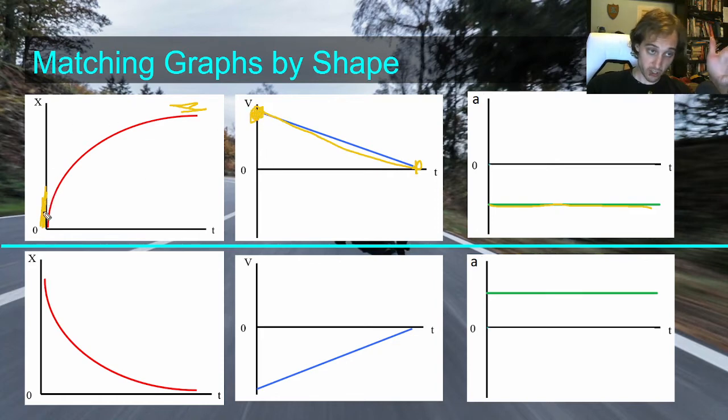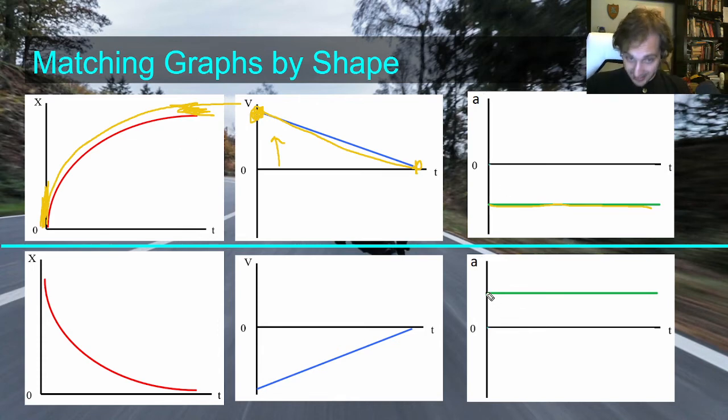So when we look at our position graph, it starts out very steep because the velocity is big, and it ends up very flat because the velocity is small, but the whole time the velocity is above the line. So because of that, we need to be moving forward, and it'll look something like this.